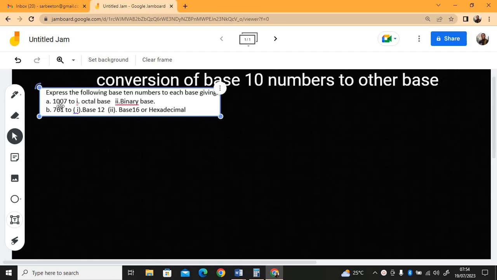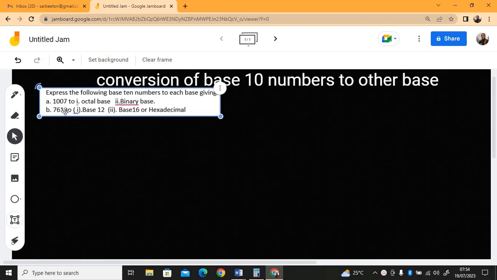This is 1007. You have to convert it to octal base, that is base 8. So you have to convert this 1007 to base 8, and the same 1007 to binary base. Binary base means base 2. They can give you base 3 as well. It's still the same pattern that you are going to use.